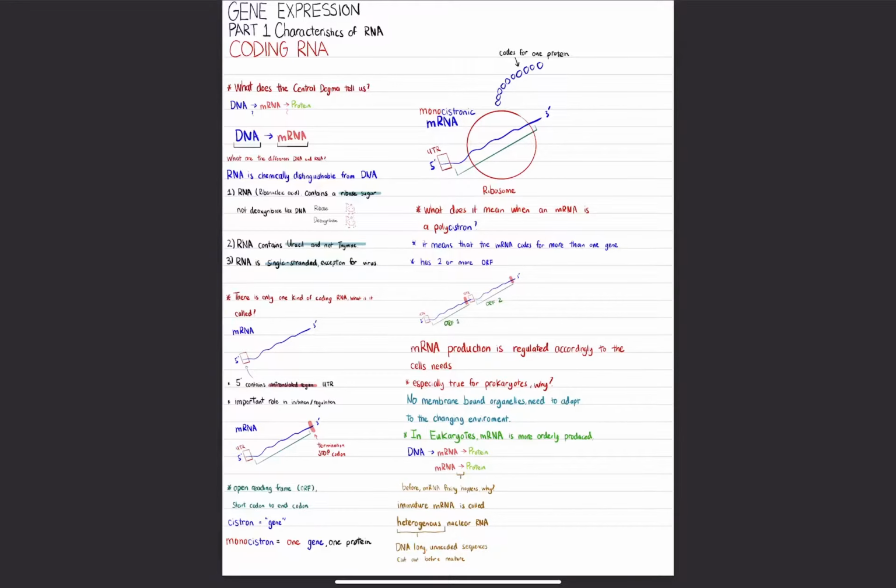In this video, we're going to talk about coding RNA. We have different kinds of RNA in our bodies. We have non-coding RNA and coding RNA. So we're going to talk about coding RNA before we talk about non-coding RNA. That's the second part of this video.